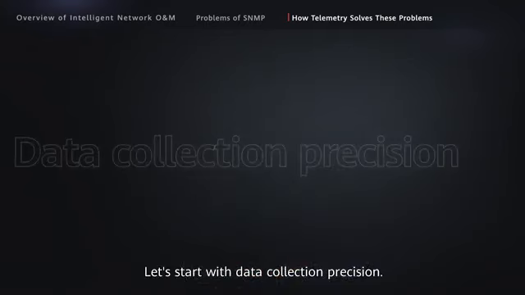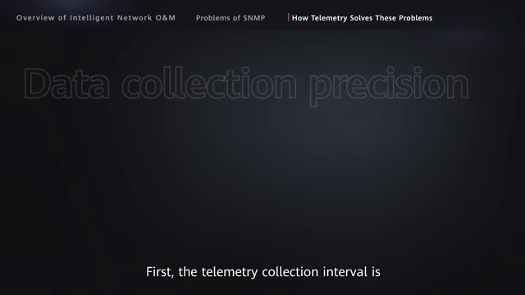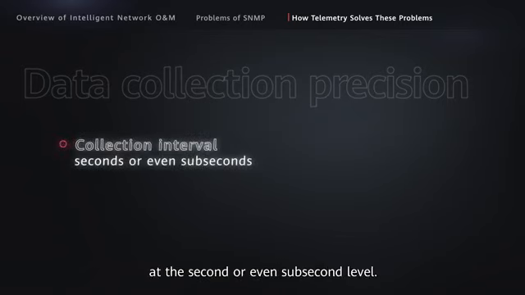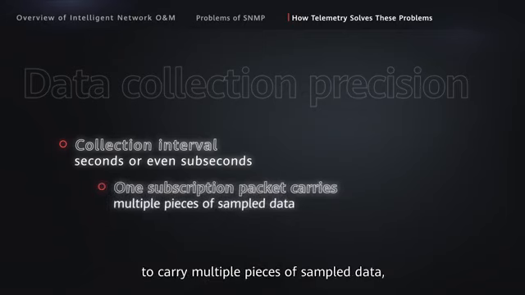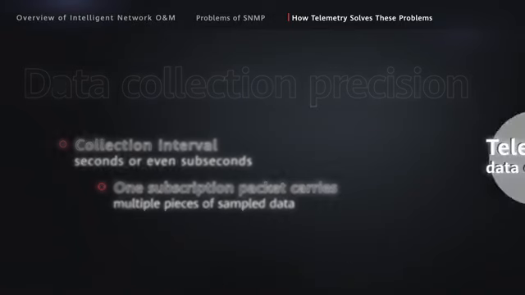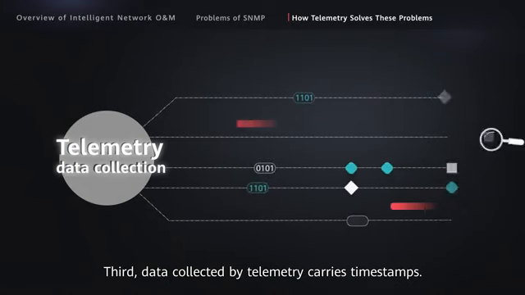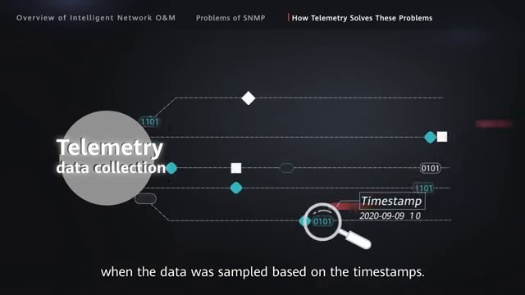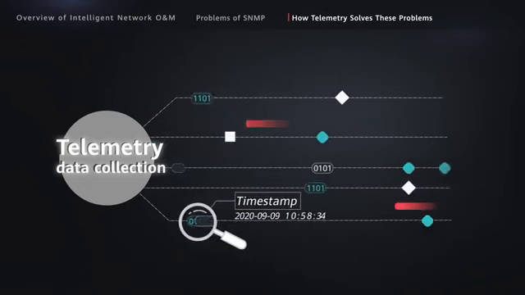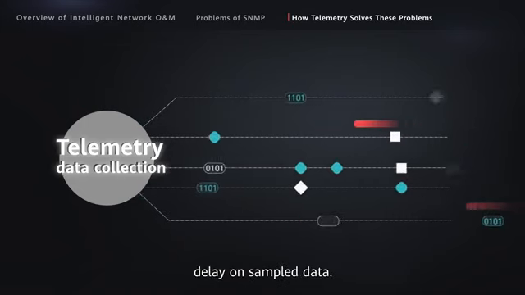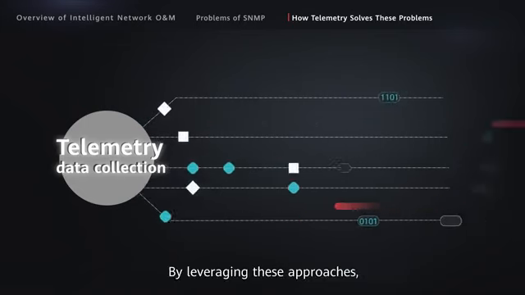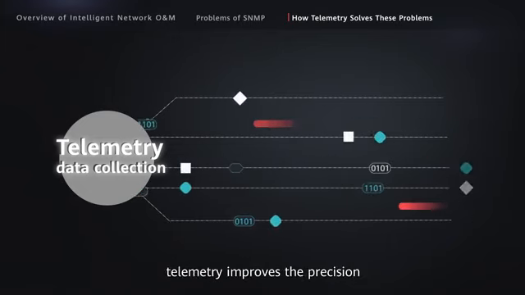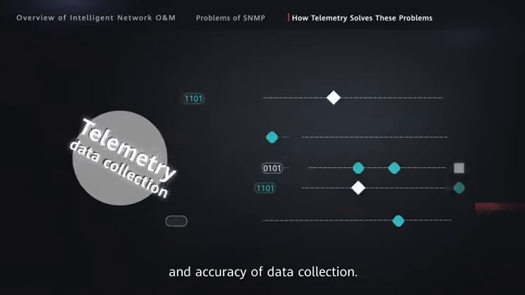Let's start with data collection precision. First, the telemetry collection interval is at the second or even sub-second level. Second, telemetry allows one subscription packet to carry multiple pieces of sample data, reducing the number of exchanges between the NMS and devices. Third, data collected by telemetry carries a time stamp. When passing data, the NMS determines when the data was sampled based on the timestamps. This prevents the impact of network transmission delay on sampled data. By leveraging these approaches, telemetry improves the precision and accuracy of data collection.